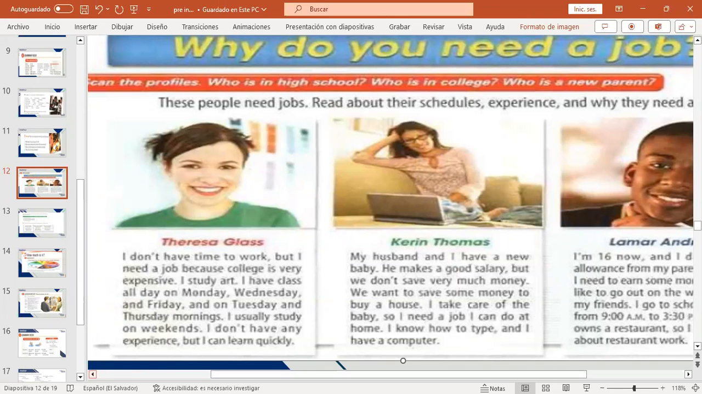Karen Thomas. My husband and I have a new baby. He makes a good salary, but we don't save very much money. We want to save some money to buy a house. I take care of the baby, so I need a job I can do at home. I know how to type, and I have a computer.